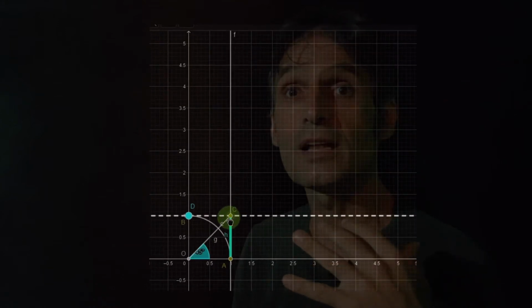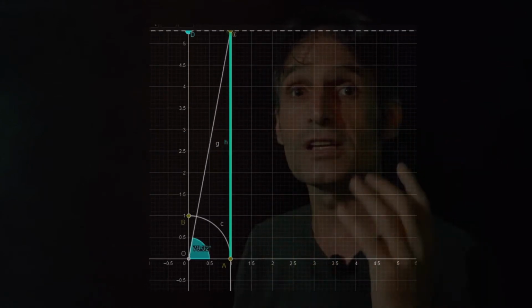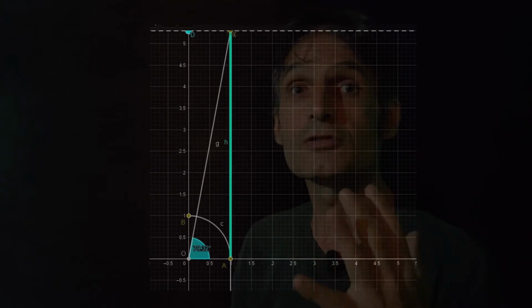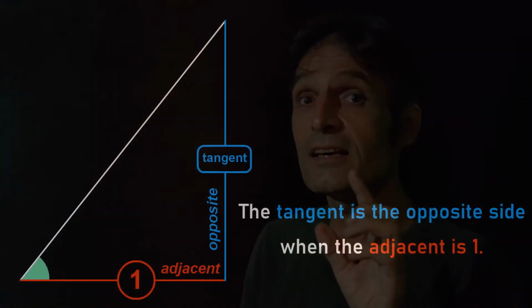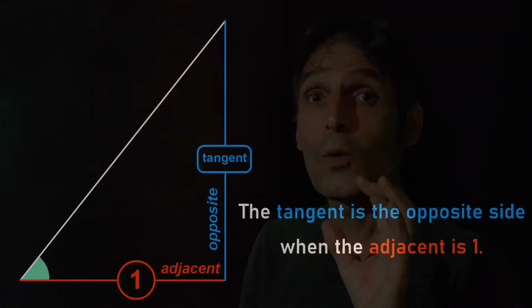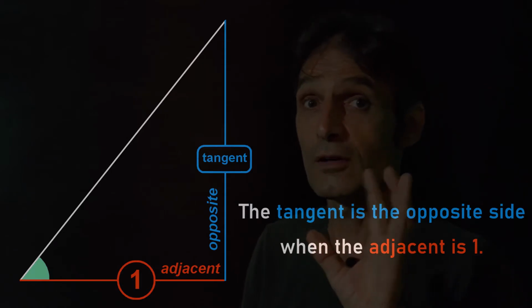As you can see, it quickly goes out of the screen. And when you get really close to 90 degrees, the tangent gets really close to infinity. I told you that tangent was different from sine and cosine. Let's summarize everything first in one sentence. The tangent is the opposite side when the adjacent side is 1, okay?